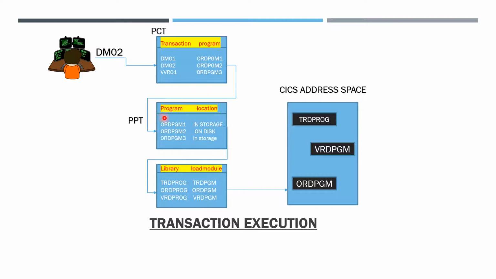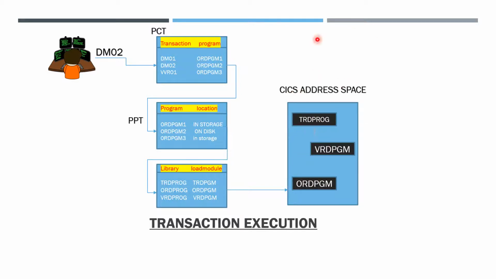In the program processing table, we see that ORDPGM2 is the needed program, and that program is on disk, on the CICS operating disk only. Then it is given to the library module, where we have the load module for that program. From that we load the program into the CICS address space, and in the CICS address space we run that program.